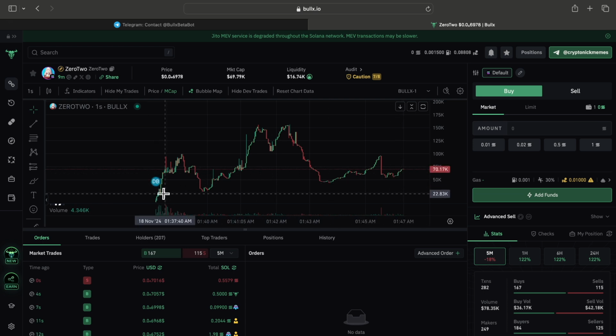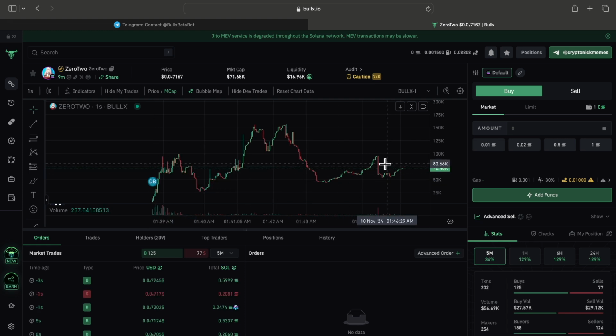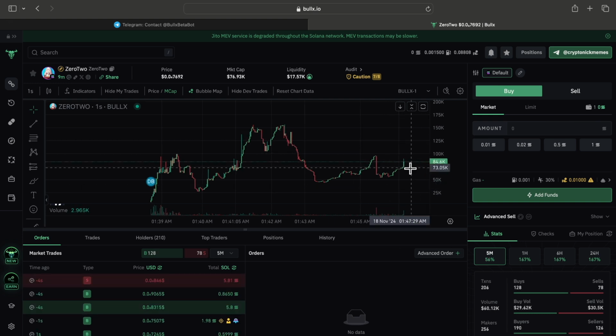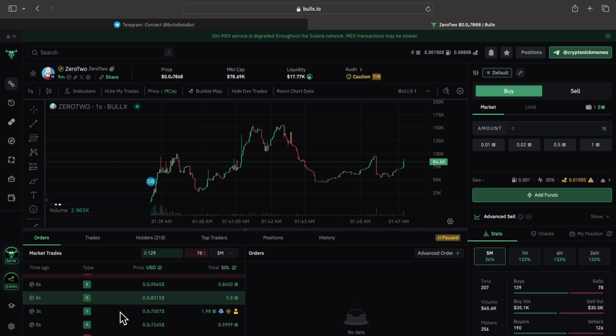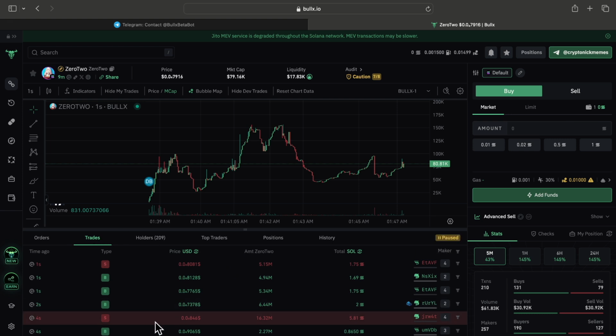This is the sign for the developer bot. DB means developer bot, as you can see here, totaling $650 USD. And if the developer was to sell, you'll also be able to see it right on the chart. So another thing here is the orders. It's basically the trades, the transactions that people are making.